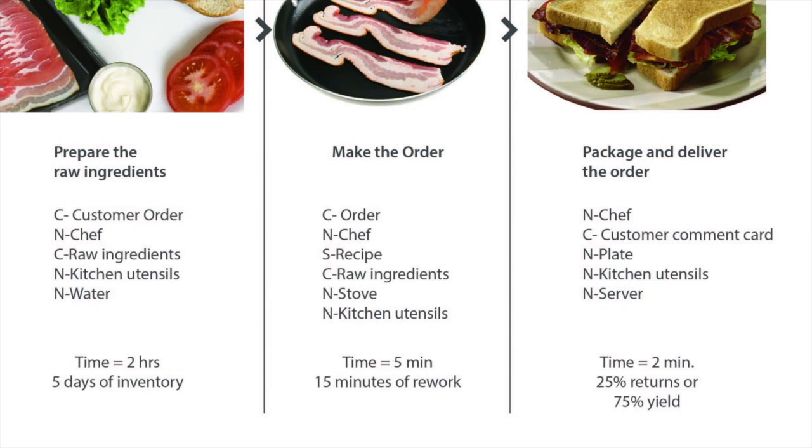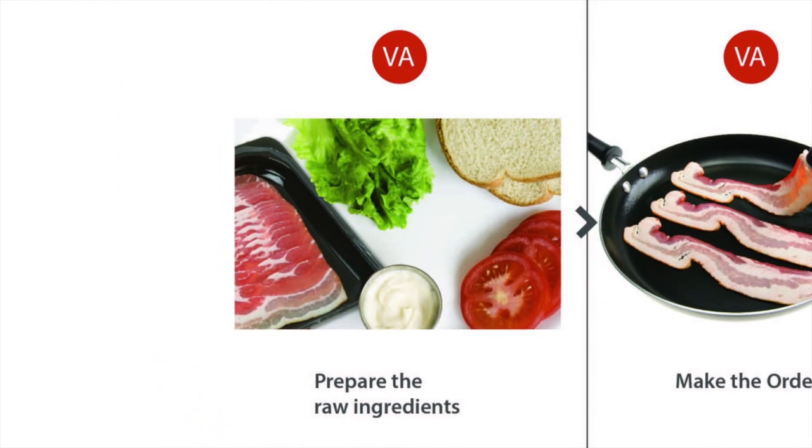In step 4, you classify the process inputs as either critical, controllable, standard operating procedure, or noise. From our previous input examples, chef input would be classified as noise, customer order and raw ingredient inputs would be classified as controllable, recipe input would be classified as standard operating procedure, the customer comment card would also be classified controllable. Step 5 is to identify each process step as either value-added or non-value-added.